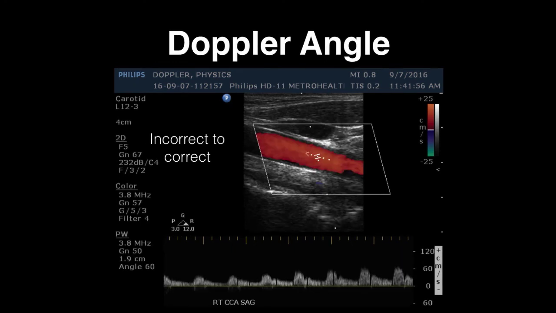Now what we've done here is we've gone from an incorrect angle to a correct angle. So what you see over time here is the change in this spectral waveform as we went from an incorrect angle of interrogation to a correct angle of interrogation. So if we had done peak velocity assessments, we would have obtained incorrect data. The same thing if we had calculated our resistive index.